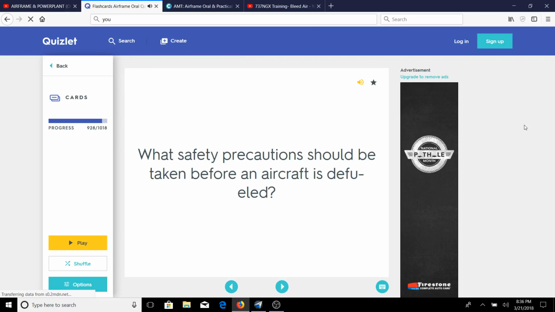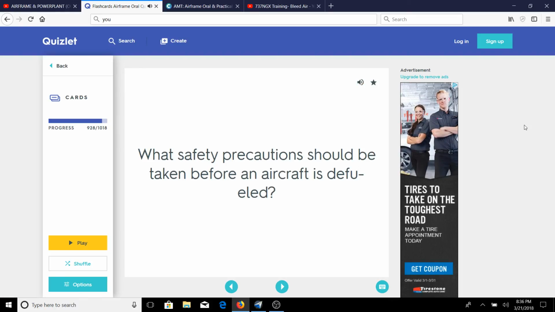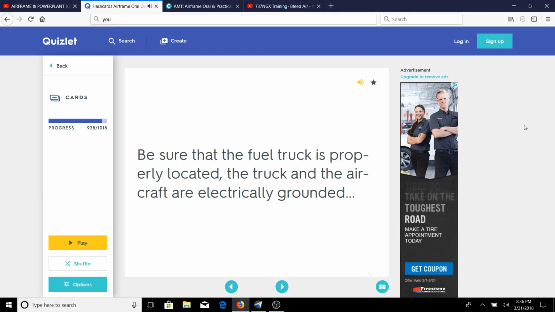What safety precautions should be taken before an aircraft is defueled? Be sure that the fuel truck is properly located. The truck and the aircraft are electrically grounded.